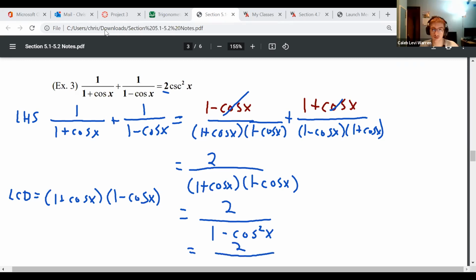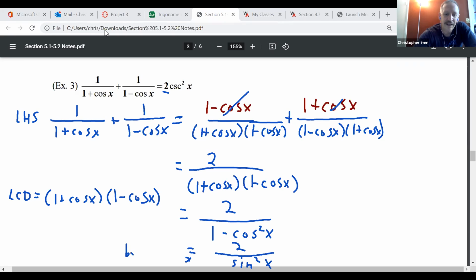Doesn't that equal sine? Yeah, great. Nice job, Caleb. So that's sine squared by the Pythagorean identity. So I'm going to put that here by Pythagorean identity. And now the last step I might see is, 1 over sine squared is going to be cosecant squared. So I have that's equal to the right-hand side. Great.